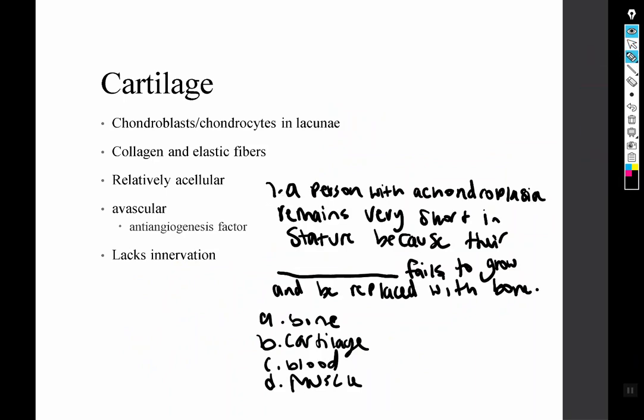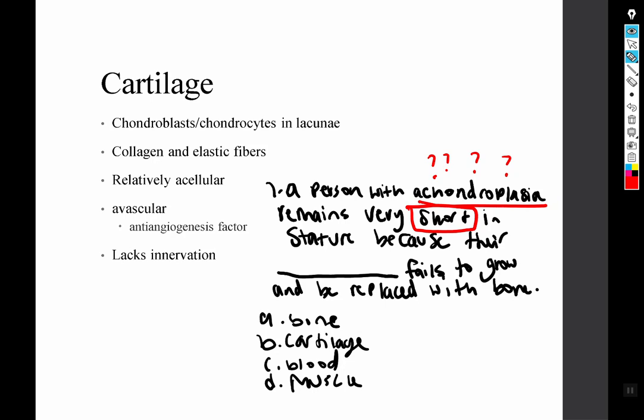So let me read it to you since I kind of wrote it quickly and therefore my handwriting's not very good. A person with achondroplasia remains very short in stature because their blank fails to grow and be replaced with bone. And then we have some choices here. So what you can do, like let's say you're a student and you're taking a test and this is one of the questions and you just don't remember seeing this word. And so you might identify it as kind of the key word here and be like, I don't know. But then you would look at the other parts of the question and say, okay, they're very short, which means they're not growing. So maybe it's something to do with their skeletal system.